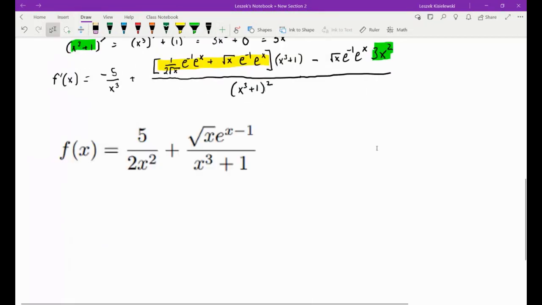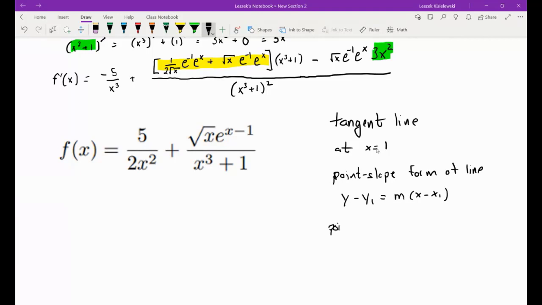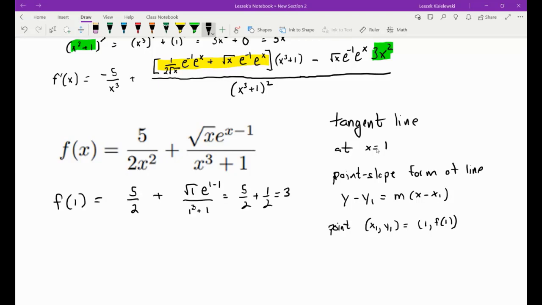Okay, so we have our derivative and our function, and the original instructions are to find an equation of a tangent line at x equals 1. We're going to use the point slope form of a line. For our point, we need to use the original function because we have the x value is 1, and the y coordinate of our point of tangency would be the original function evaluated at 1. So the function at 1 is equal to 3.